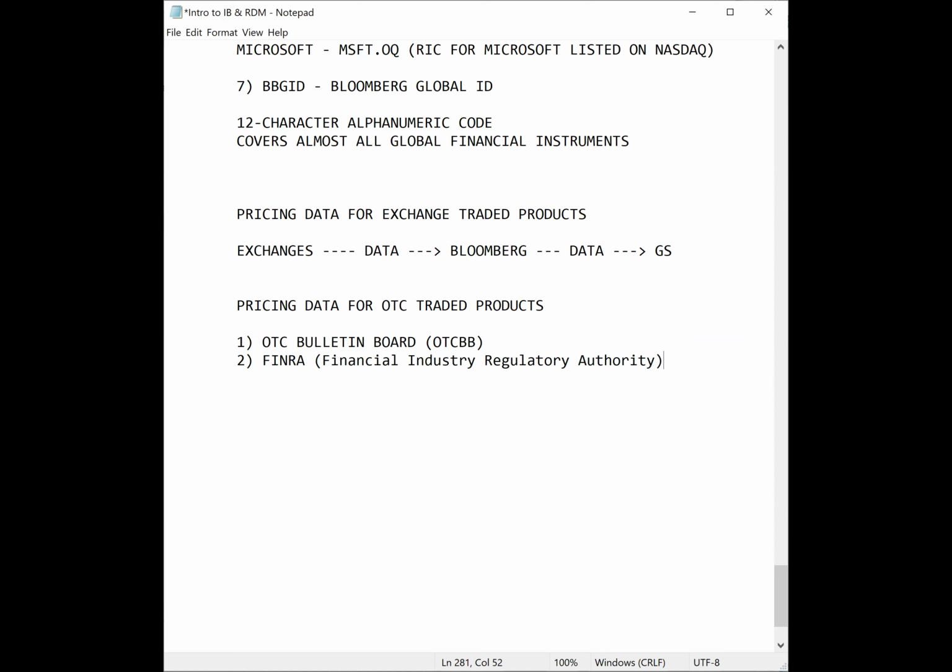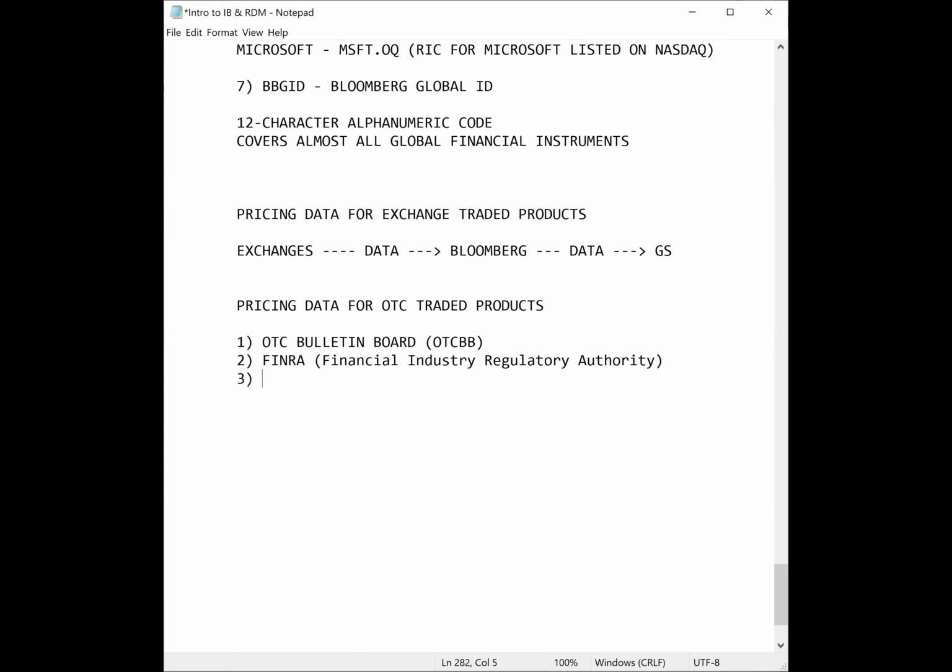Let's say it is not available on the OTC bulletin board. Those brokers and dealers who are dealing in those OTC securities would be reporting their trades to FINRA. So FINRA will have the trade prices for such OTC contracts. So first is the OTC bulletin board. If it is not available, you can check out FINRA.